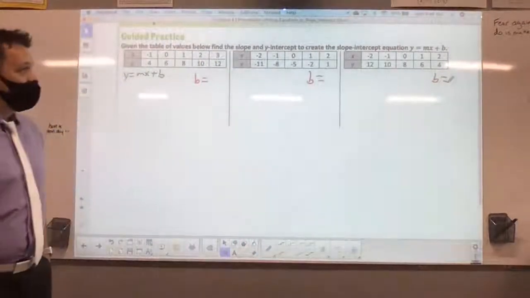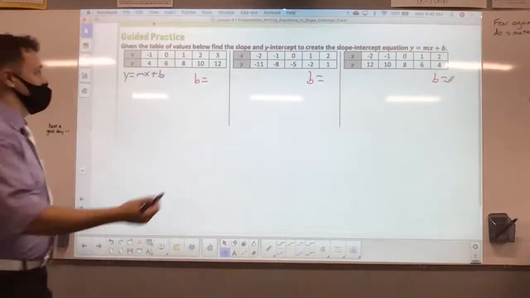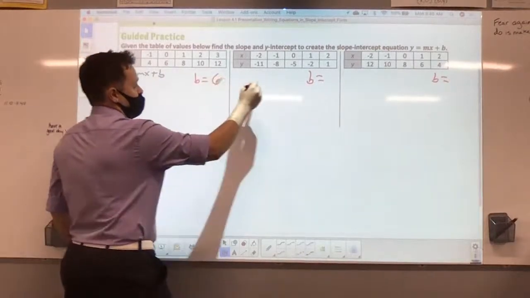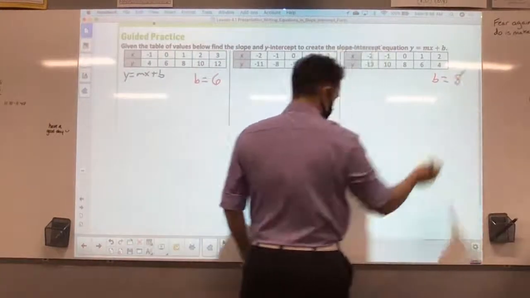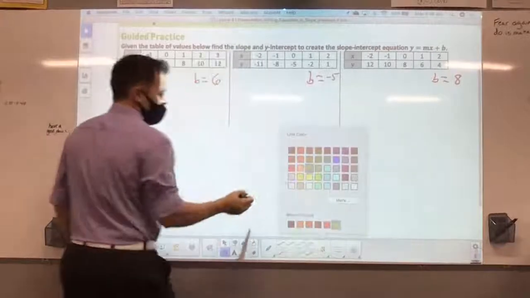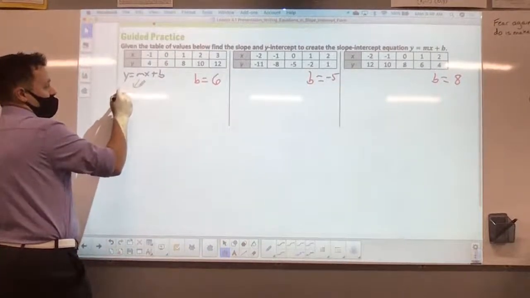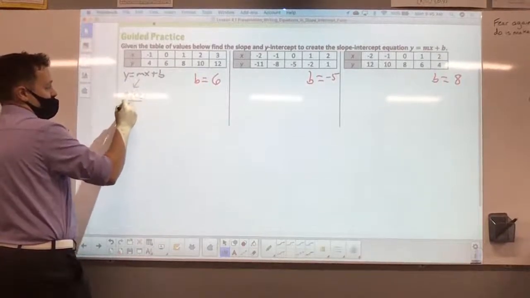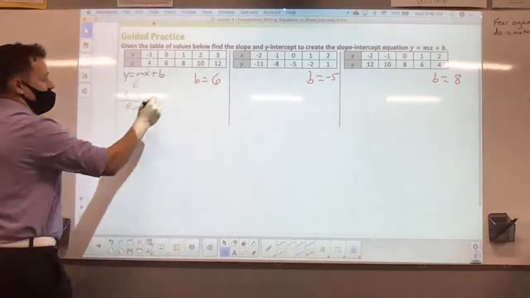All right, ladies and gentlemen, you guys should all have the b values, right? The first one is what? 6. Then it's a -5, and it's an 8. Okay, those are simple. Now you need to find the slope, or the m, right? So it's rise and run. Same thing with these. Okay, all the runs look like they're what number? 1. They're all a 1.